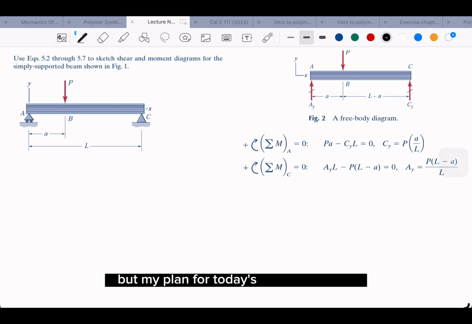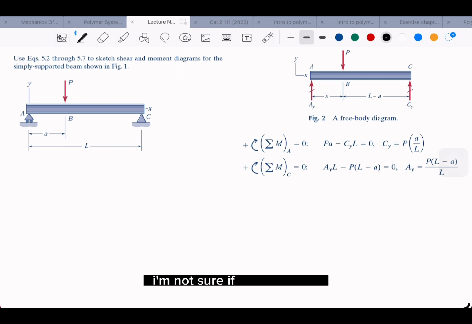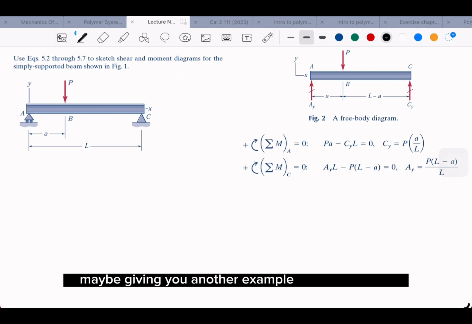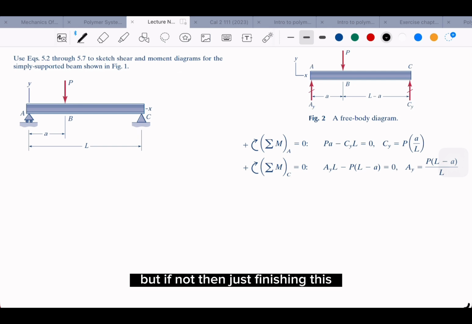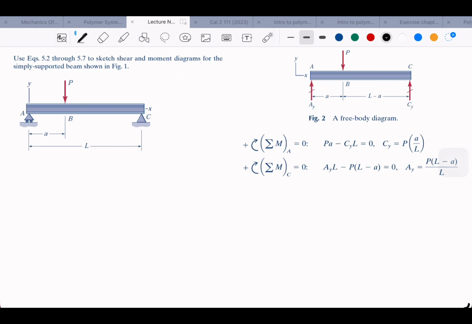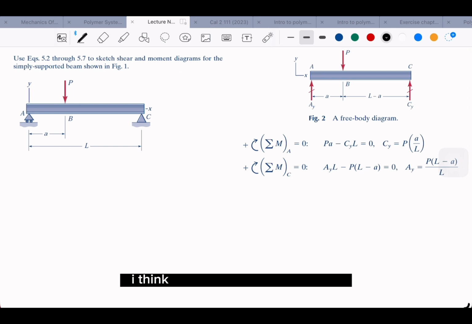But my plan for today's class is actually just to finish off a little bit from this chapter here. I'm not sure if we have time, but if we have time at the end, maybe giving you another example for chapter 4. But if not, then just finishing the equilibrium of beams. I think I need to give some context and another example as well.